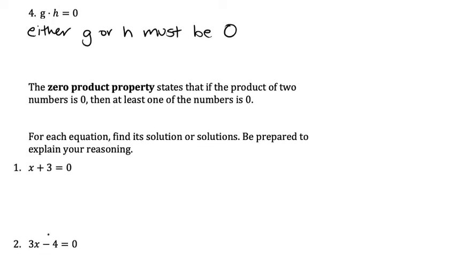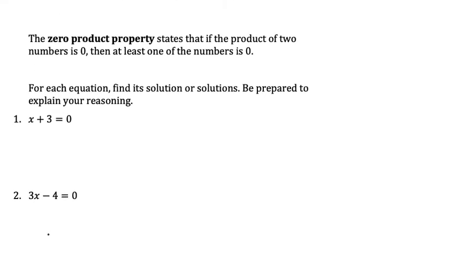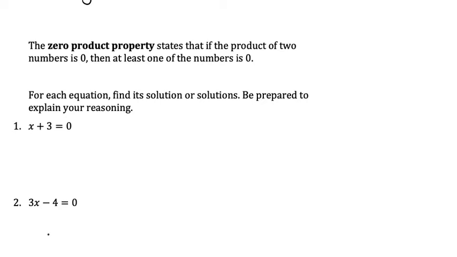For each equation, find its solution or solutions. Be prepared to explain your reasoning. So the first one here is a problem that we've already seen, x plus 3 equals 0. In order to get x by itself, I subtract 3 from both sides. And that gives me x equals negative 3.